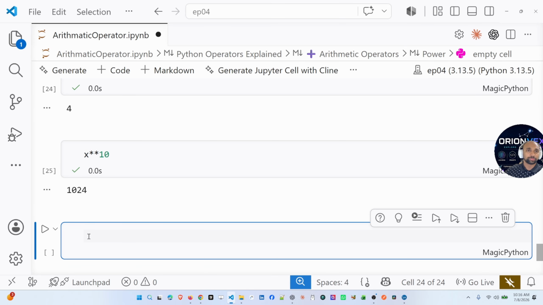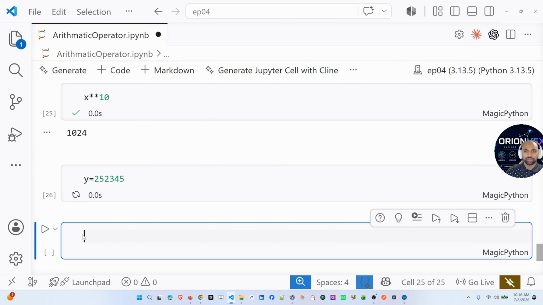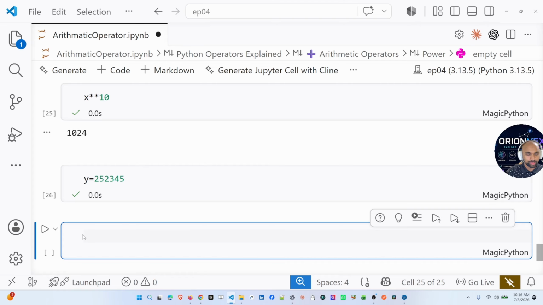Suppose we take y equal to 25, or we will get a large number. I want to take the square root of this value. Then we have to give y, the power symbol, and then 0.5. 0.5 will give what? The square root.